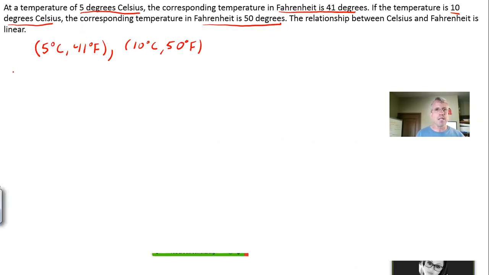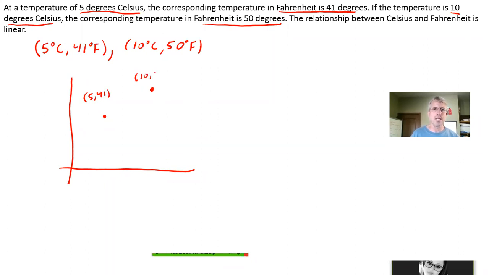The minute I understand that I have 2 ordered pairs, I know I could plot them in a Cartesian coordinate system. I don't need to put numbers on the axes. Maybe this is over 5 and up 41, and then over 10 and up 50, so it has to be a little bit higher. Now I have a couple of ordered pairs: input 5, output 41, input 10, output 50. And I know there's a line that goes through those points, and it's supposed to be straight.